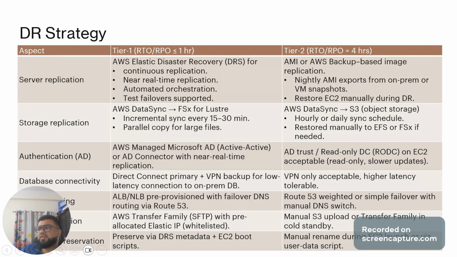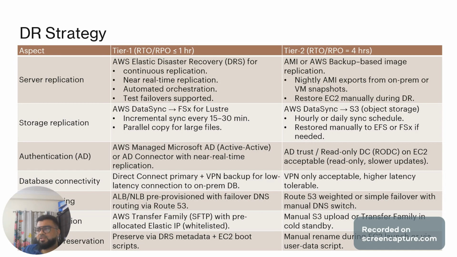If the workloads are critical and require continuous availability, then the Tier 1 approach is best suited. But if the workloads can tolerate longer downtime and don't need real-time replication, then our Tier 2 approach can be used to achieve significant cost savings while still maintaining recoverability. Let's look at each in detail.